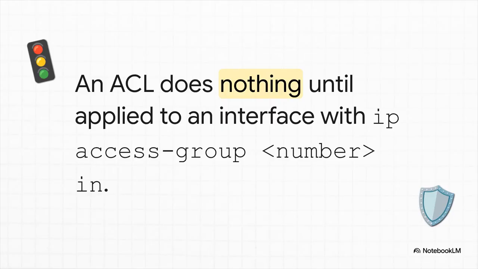Now, this is the final and most critical piece of the ACL puzzle. An ACL does absolutely nothing until you actually apply it to an interface. You use the IP access-group command, point to your list number, and, this is important, you have to give it a direction, in for incoming traffic or out for outgoing.